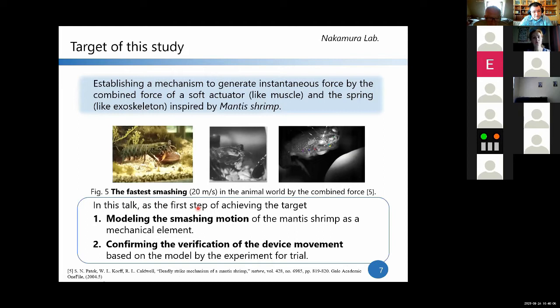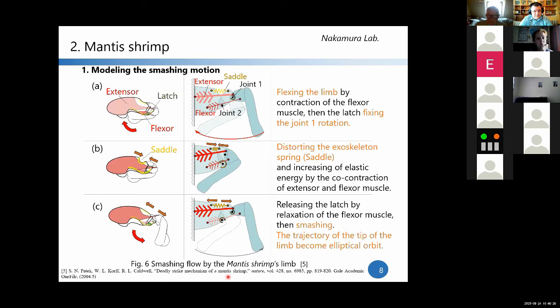In this talk, as the first step of achieving the target, we carried out modeling the smashing motion of the mantis shrimp as a mechanical element and confirmed the verification of the device movement based on the model by an experiment for trial. Next, let me explain about the smashing motion of the mantis shrimp as a preparation of modeling. Figure 6 shows a smashing flow of mantis shrimp and the general model of mantis shrimp smashing motion.